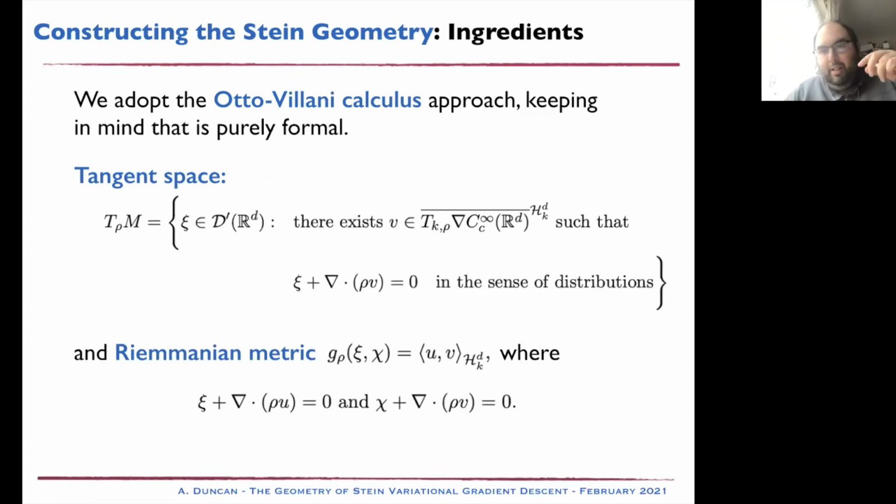And so when we construct a geometry on a space of objects, we typically need two things. We need to define what a tangent space is at every point. So that's like my set of directions that I can move in at every point. And then once I know what my directions are, I need to define an inner product on them, or a metric. And so my tangent space, it looks like a very horrific definition. It's a set of distributions which can be written in this form here, such that V is in this set, but it's actually really easy to understand.